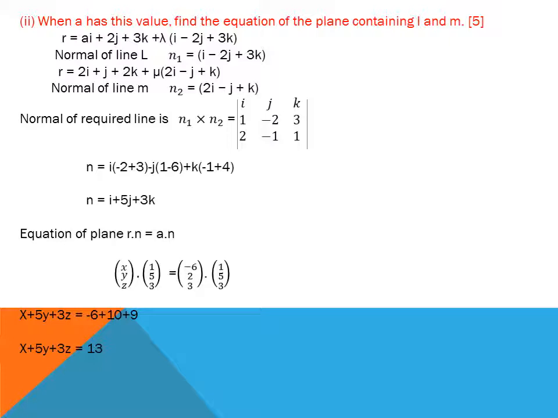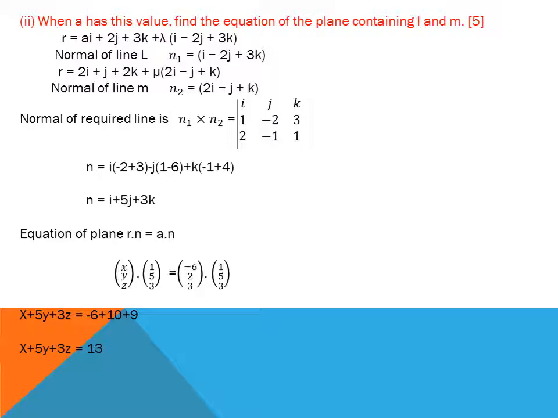In the next part, find the equation of the plane containing L and M. He is asking about the plane in which both lines L and M lie. When both lines lie in the plane, we should find the normal of the plane by taking the cross product of the directions of these two lines. The direction of L is n1, which is i minus 2j plus 3k. Similarly, the direction of line M, n2, is 2i minus j plus k.